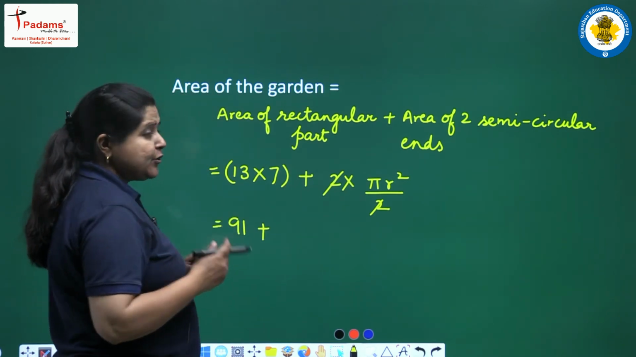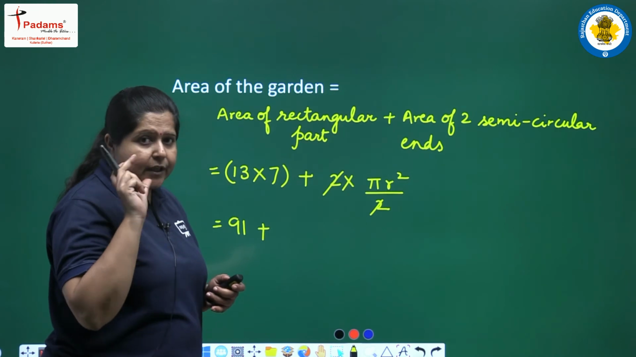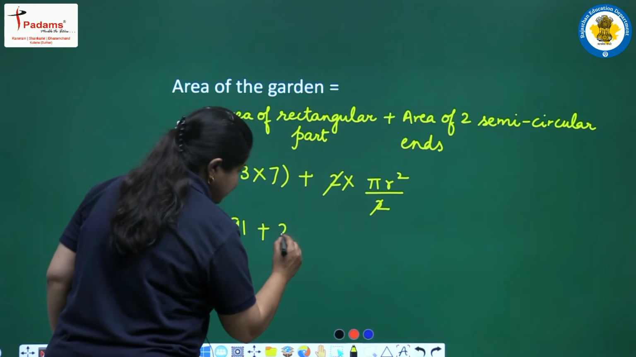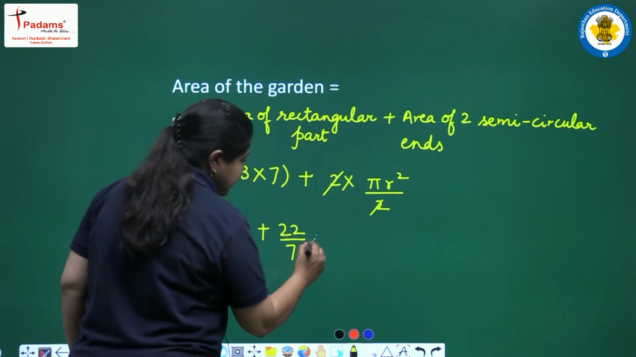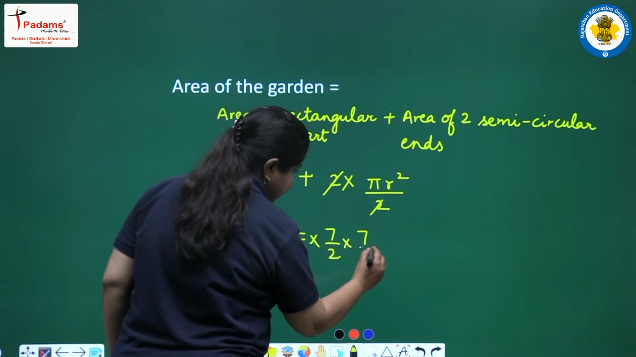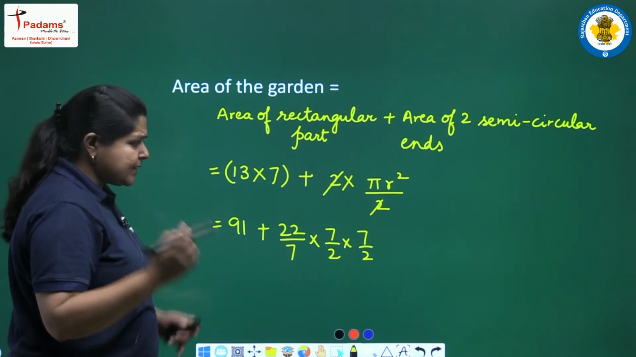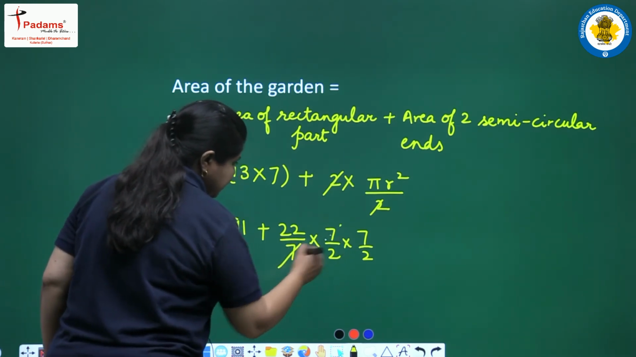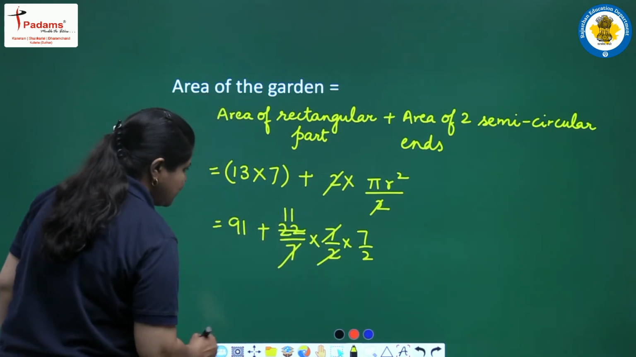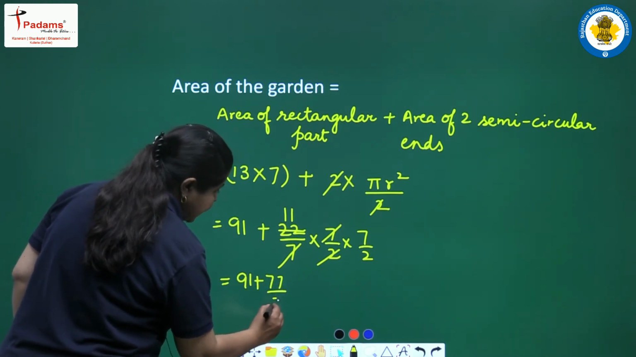And now what value should we choose for pi? We know the radius is 7 by 2 where we are getting 7. तो क्योंकि 7 का मल्टीपल मिल रहा है हमें रेडियस में, तो हम लेंगे पाई की वैल्यू 22 by 7 and then multiply this by r, which is again 7 by 2 into 7 by 2. आप चाहें तो 3.5 meters भी ले सकते हैं, but then it will be little bit difficult for you. So here we will now be using this and cancel 7 by 7, 2, then 11 times 22, and we are having 91 plus 77 by 2.